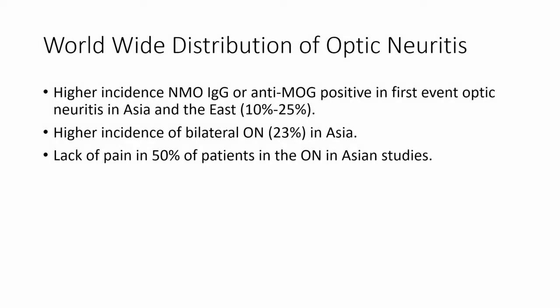So if you look at optic neuritis worldwide, we know that now there's, for example, a higher incidence of NMO in Asia and the East, and also in African Americans. And there is a high incidence of bilateral optic neuritis in Asia. Remember that the optic neuritis treatment trial excluded patients with bilateral optic neuritis. And the other thing is that clinically, in some studies, 50% of those patients with optic neuritis in Asian studies really do not have pain with eye movement.